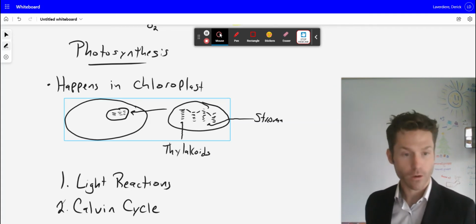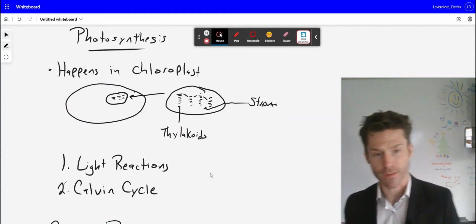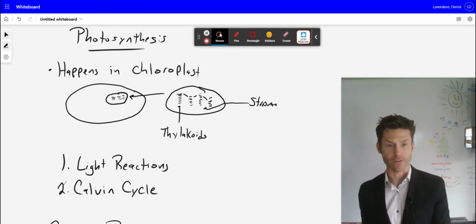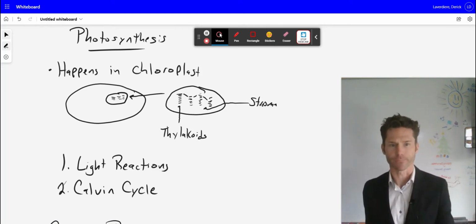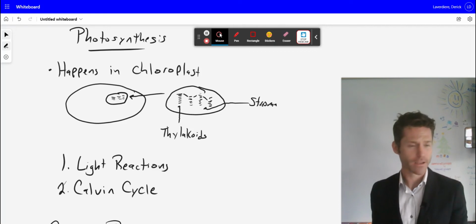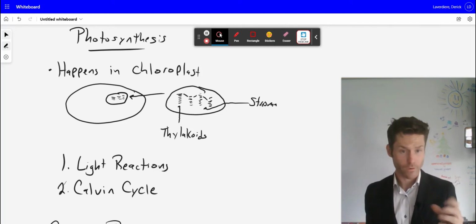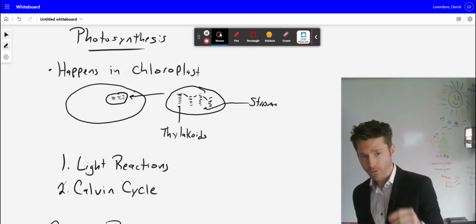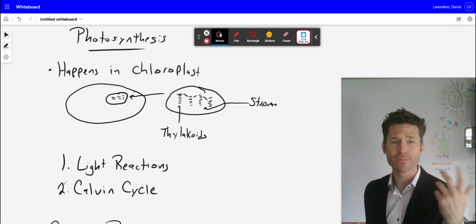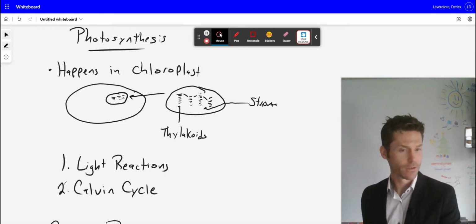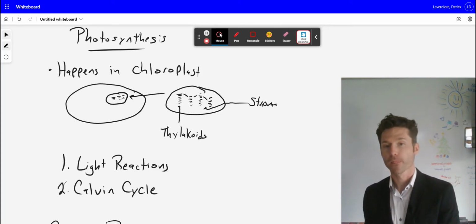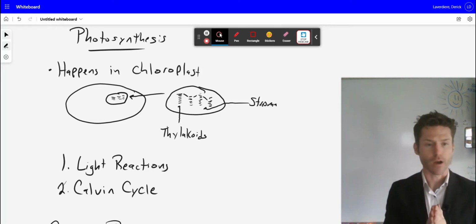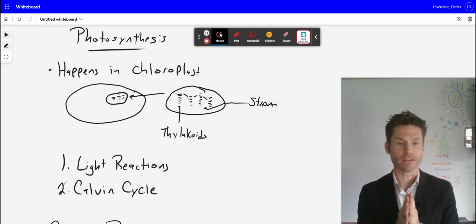The thylakoids are where the first step of photosynthesis occurs, and that first step is the light reactions. Light reactions use light to do a reaction. Great name. Whoever named that is the best. I love them. So the light reactions occur, and they make some stuff that's dumped out of the thylakoids and into the space surrounding the thylakoids, which we call the stroma. In the stroma, the second process of photosynthesis occurs. And whoever named it, this Calvin guy, he sucks, because he just named it the Calvin cycle.